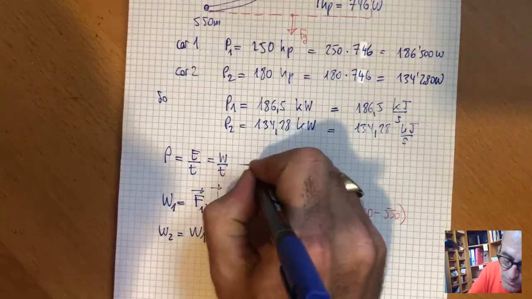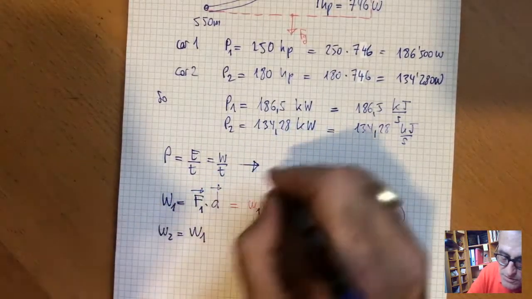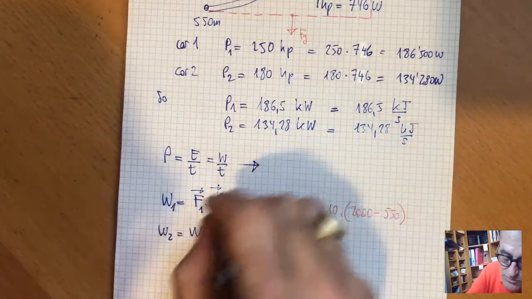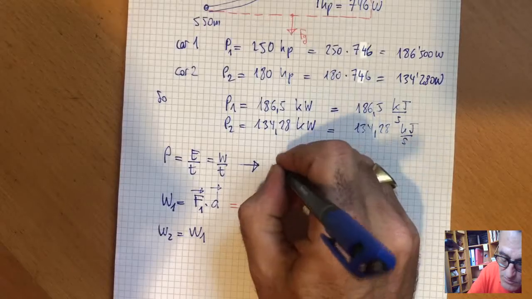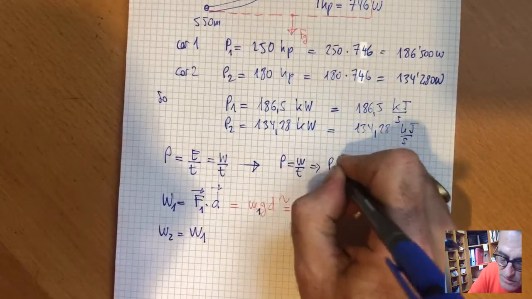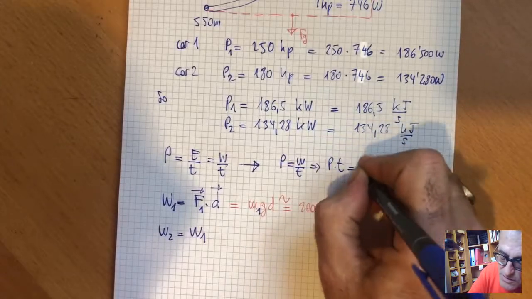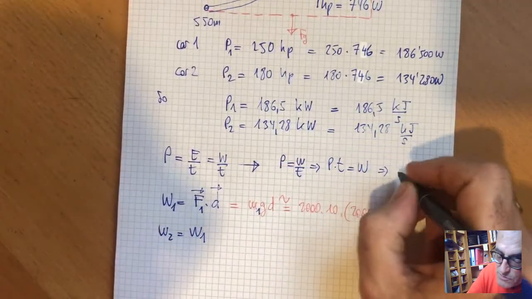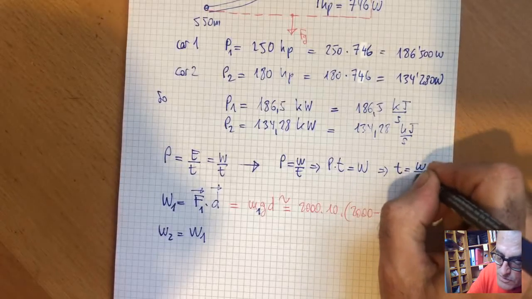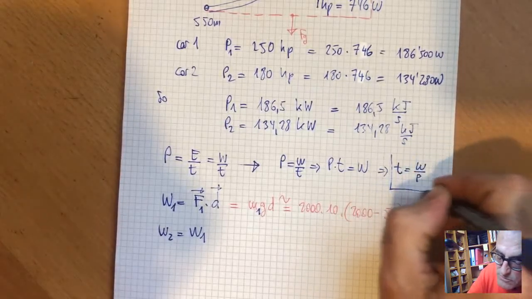So now we need to invert this relationship here and say we need the time for the two. We know that the power is the work divided by the time. This means that the power times the time is equal to the work. This means that the time is equal to the work divided by the power.